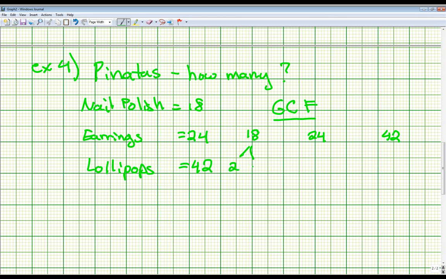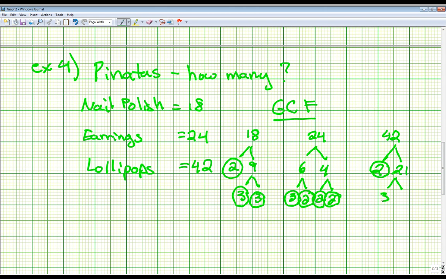18 can be divided by 2 times 9, and 2 is prime. 9 can go 3 times 3, and we have all primes on the bottom. 24, one way to get there is 6 times 4. Then 6 can go 3 times 2, primes. 4, 2 times 2 to get to 4. And that one's done. Coming over here to 42, we can cut that one by going 2 times 21. 2 would be prime. We can keep on going. 21 would be 3 times 7.